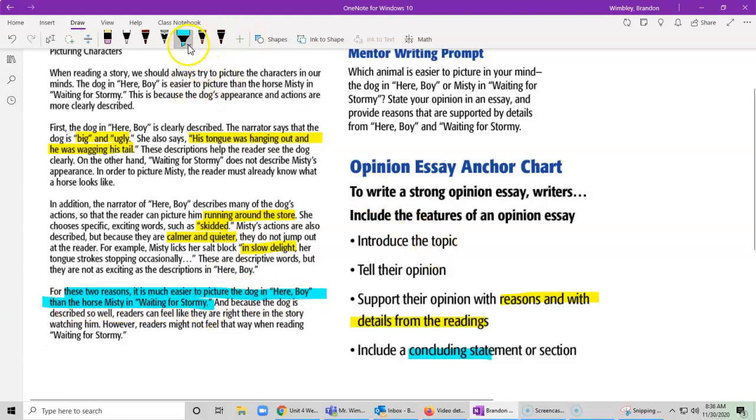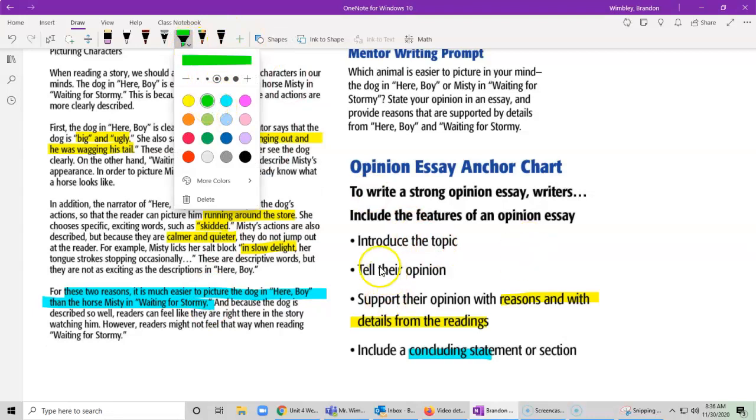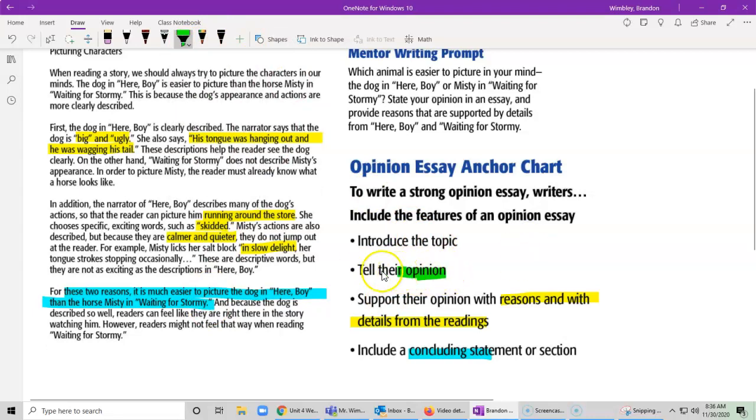Now, what about that opinion? Our opinion right here at the very beginning was it's easier to visualize the dog. The dog is easier to picture.